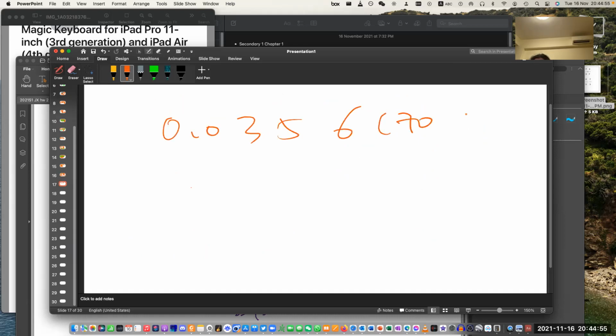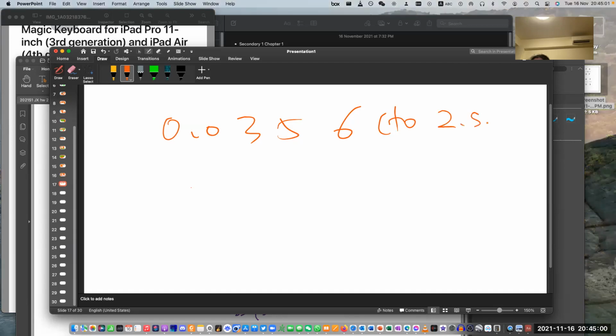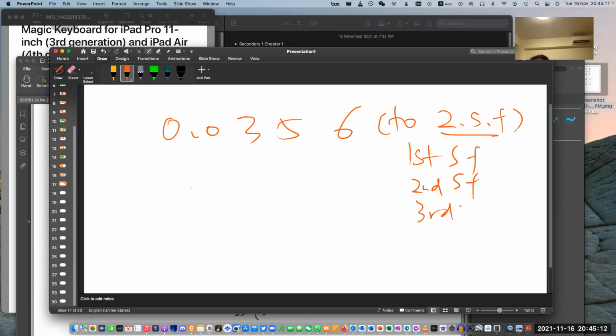0.0356 to 2 significant figures. So if you remember, to 2 significant figures, you need to look for the first, the second, and the third. And of course, the first significant figure must be non-zero. Then I ask myself, is this non-zero? Oh no, it's 0. So this is not my first. Come to this. Is this non-zero? Oh no, it's 0. So this is not my first. In fact, the first starts from here for this case. And then this is the second one. And then this is the third one.